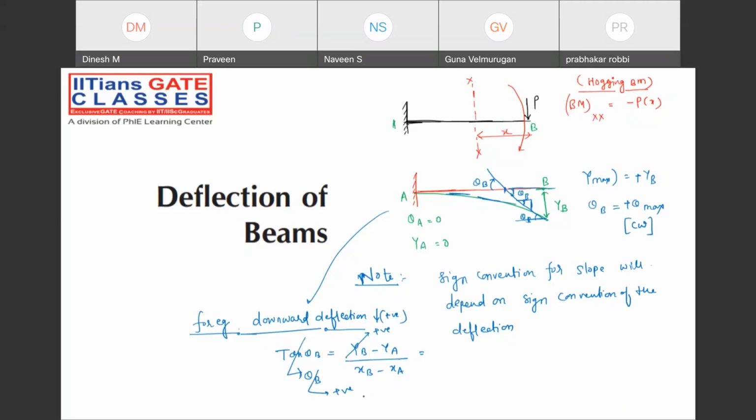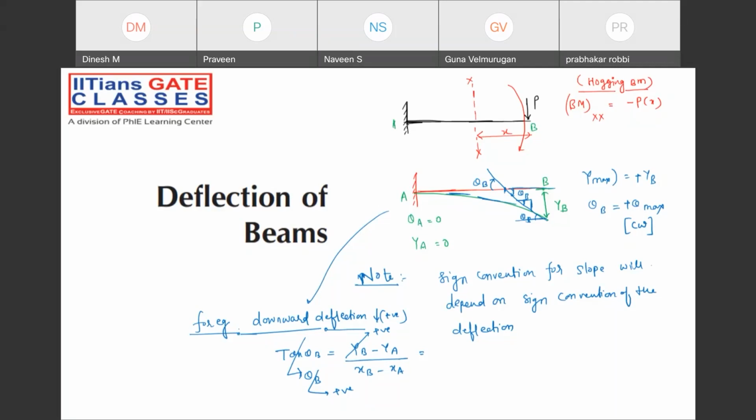Understanding my point? Of course, in the GATE examination and other examinations, the sign will not matter for finding the slope and deflection of beams. Do not worry about the sign convention. They are asking only the magnitude. Yes or no, guys? But most of the students have confusion in the sign convention. When it is downward, sir, positive or negative?